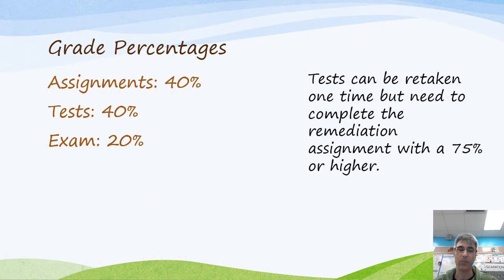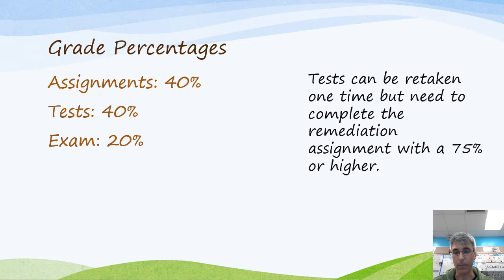Grade percentages. Assignments are 40%, tests are 40%, exams are 20%. I set it up this way mainly because I want people to feel motivated to do class assignments. About half their grade being assignments, I think really does that. There's no homework in my class. Everything's done during class time. It's about participating, making sure they're asking questions, getting problems done, checking their answers up on the front board to make sure they understand what they're doing.